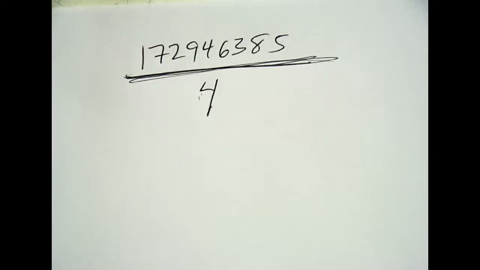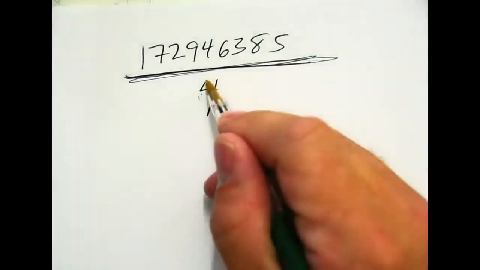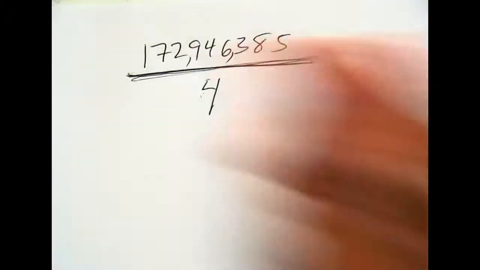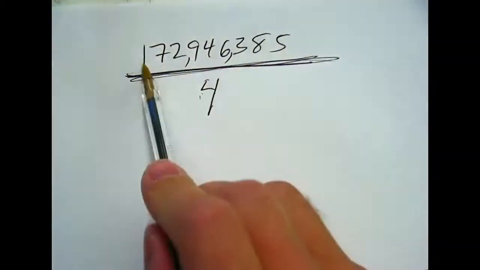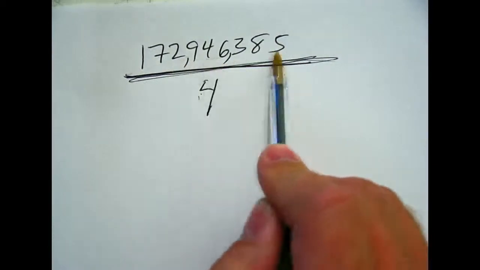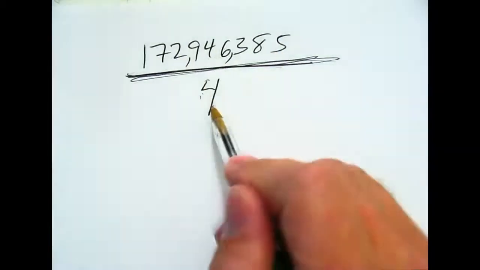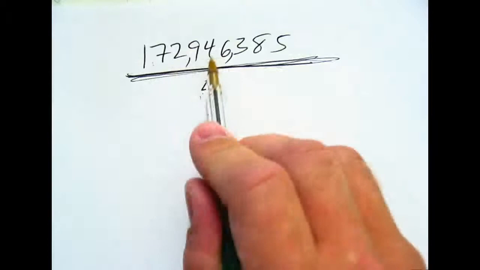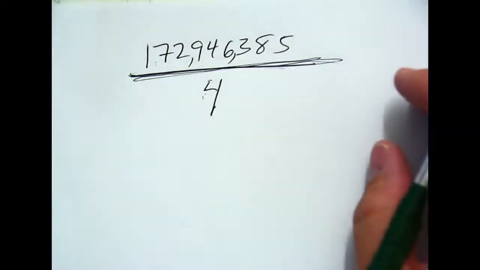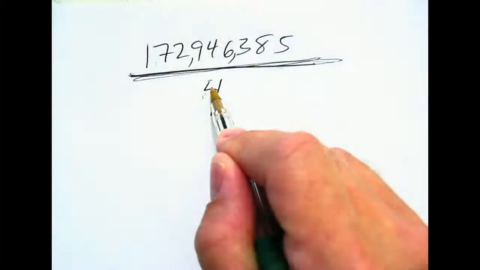Okay. All right. Everyone have it written down? You're going to follow along with me. We're saying this big thing. By the way, for those of you who don't know, commas separate periods. So 172,946,385. Okay? Divided by 4. How many 4s go into 172,946,385 is what we're saying. Okay? So you go 4 without our calculator.